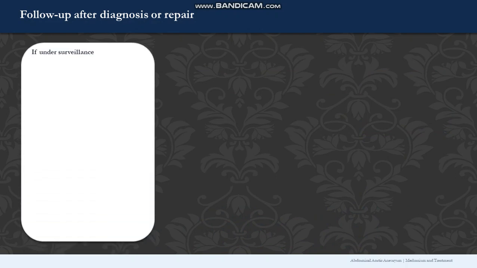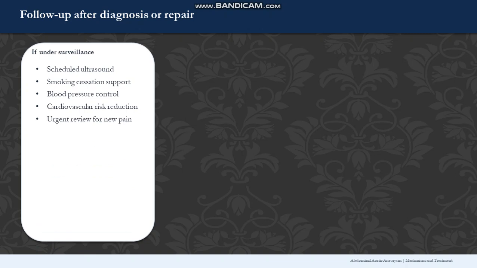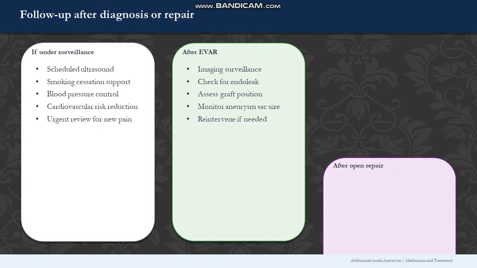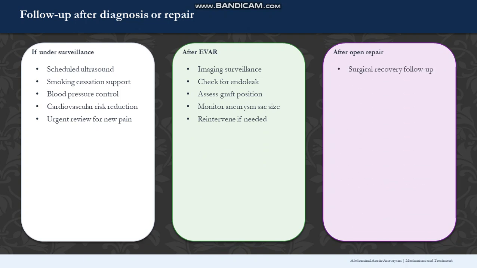Follow-up is the most important part after diagnosis. Scheduled ultrasound is required, along with smoking cessation, blood pressure control, cardiovascular risk reduction, and urgent review for new pain. After EVAR, imaging surveillance checks for endoleak, assesses graft position, monitors aneurysm sac size, and re-intervenes if needed. After open repair, follow up surgical recovery, monitor the graft and wound, assess renal and cardiac status, continue risk factor treatment, and arrange long-term vascular review.